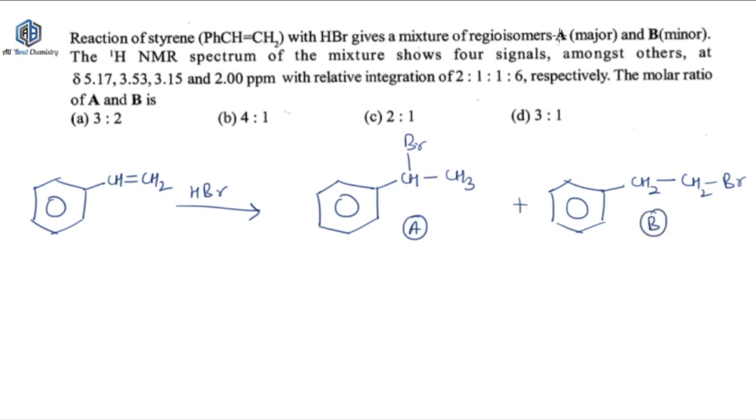As has already been told to you in the question, A has to be major and B has to be minor. So that's how we got A and B. Now it's given that you have four signals over here. You are getting four signals.